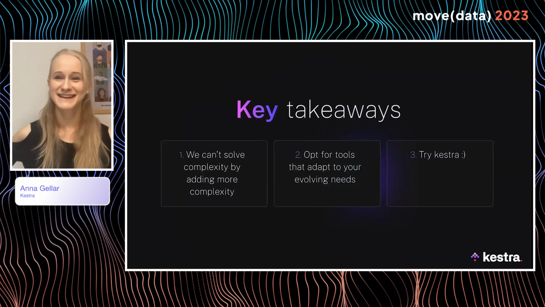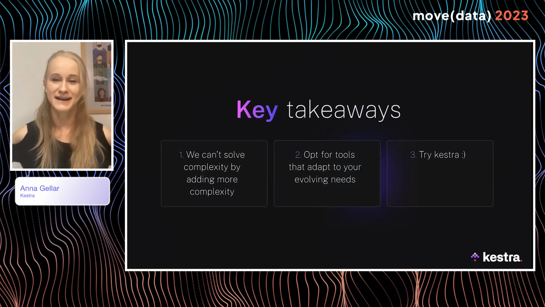And with that, let's summarize the key takeaways. We can solve complexity by adding more complexity. Instead, we should meet users where they are and adapt to your evolving needs. And lastly, try Kestra.